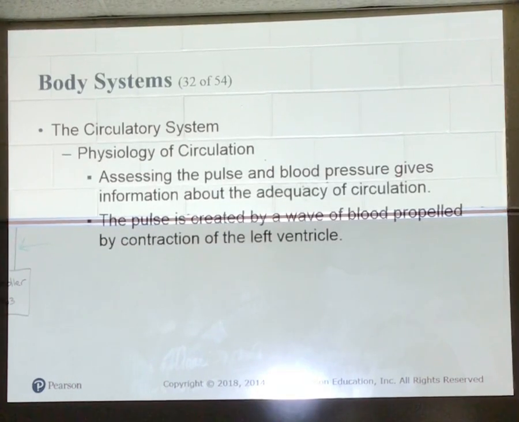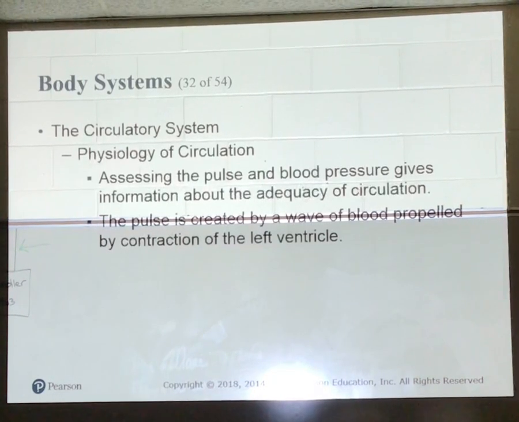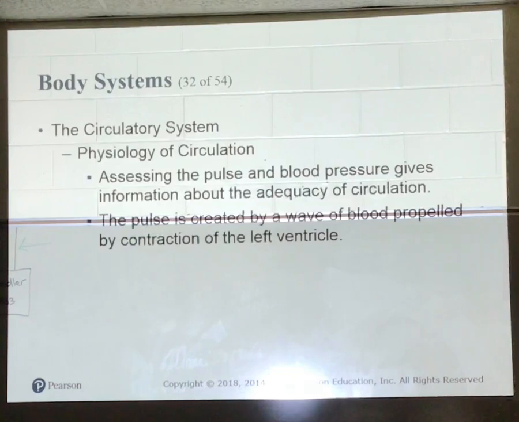When the left ventricle contracts, sending a wave of blood through the arteries, the pulse, or the wave of blood, is propelled and can be felt at various points called pulse points. The pulse is the measure of effectiveness of the left ventricle as a pump and provides information about the volume of blood being ejected by the left ventricle and being carried in the arteries.